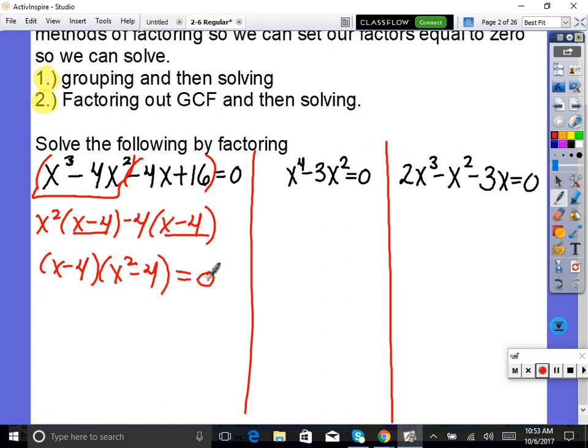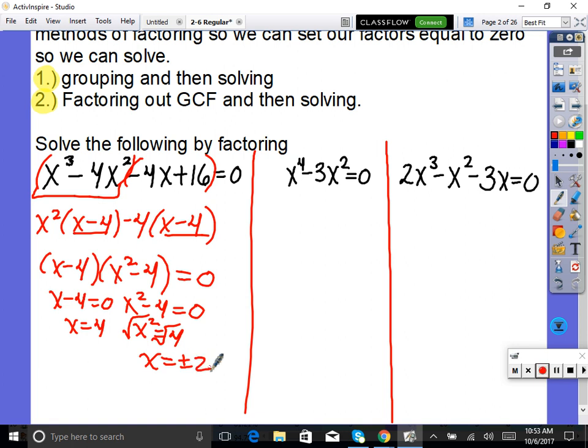We factored it. Now we have a linear and a quadratic factor, so we can set each of those equal to 0 and solve. X minus 4 equals 0. X squared minus 4 equals 0. Solve for x. X equals what? 4. And then we would add 4, so we have x squared equals 4, square root. X is equal to plus or minus 2. Way to not forget that.